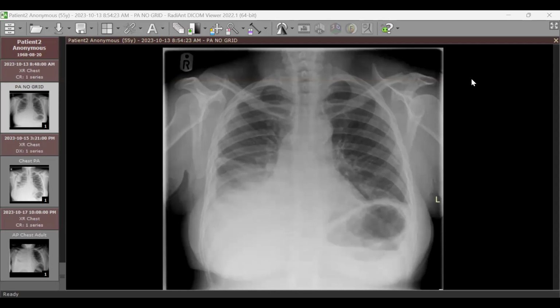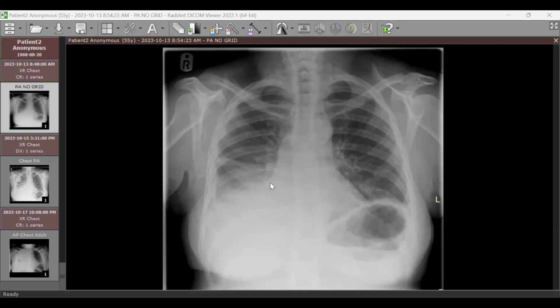When you evaluate for any silhouette sign, you need to track and follow the borders of the heart and the two hemidiaphragms. On the left side, the border of the heart is fine here. There is no lingular consolidation, for example. And the hemidiaphragm is clear, so there is no consolidation in the left lower lobe. But on the right side, the right border of the heart is obliterated, by the air space disease in the lung.